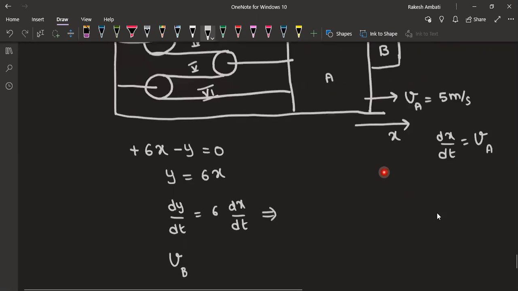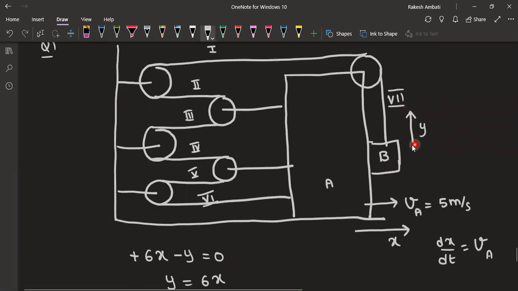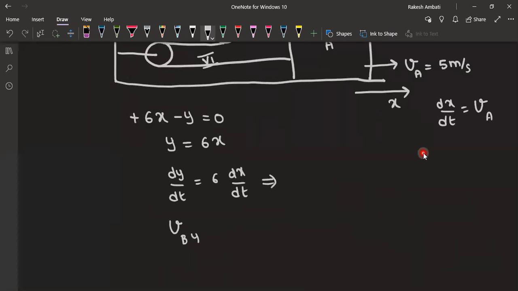So in place of dy by dt, I am writing the velocity of the block with respect to the wedge, but this velocity is present in the y direction. So it is block B's velocity in the y direction, and that is equal to 6 into dx by dt. Dx by dt means VA, and the VA value is already given as 5. Therefore, the velocity of the block in the y direction is 30 meter per second.